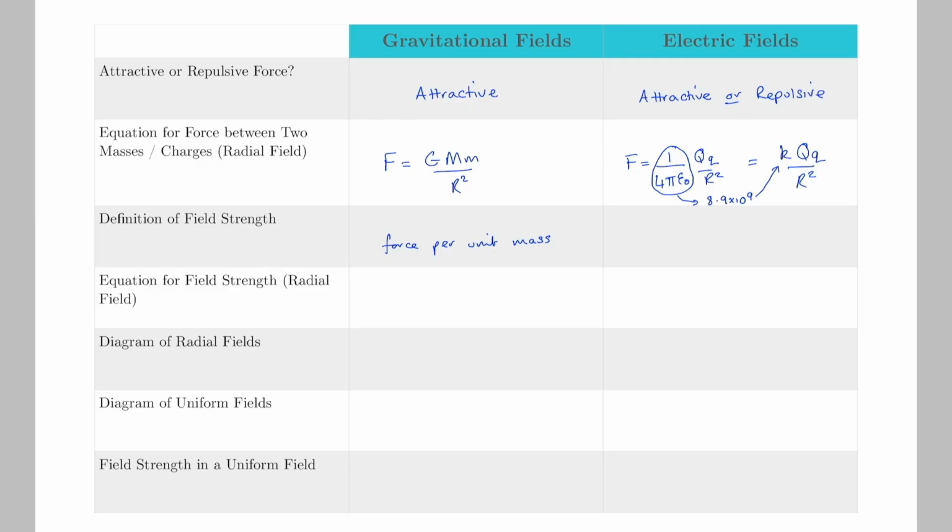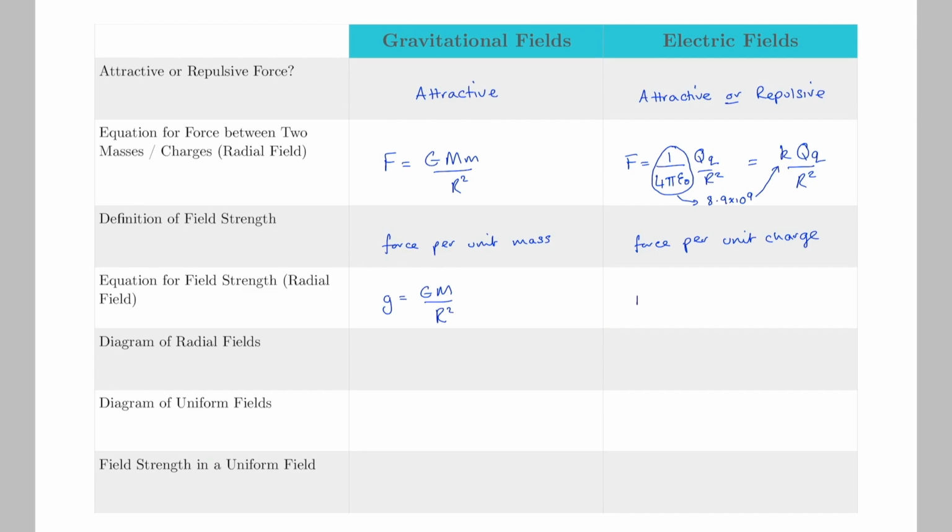And the definition of field strength for charge is force per unit charge. Sorry, that was the definition of field strength for electric fields. The equation for field strength: the field strength is given the term g, small g, in gravitational fields, and the equation for field strength is Gm over r squared, and that's for a radial field.